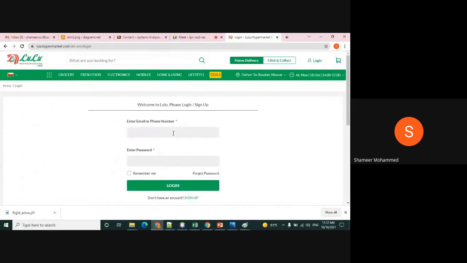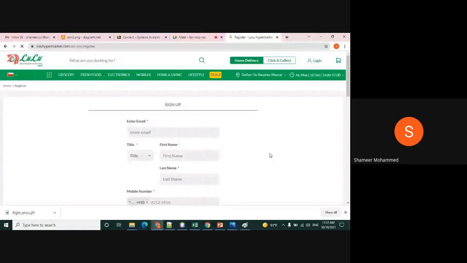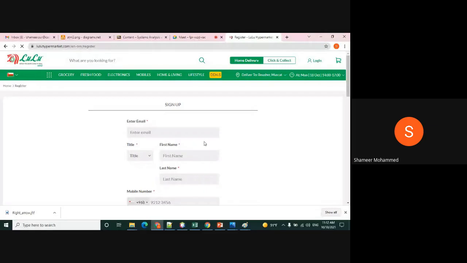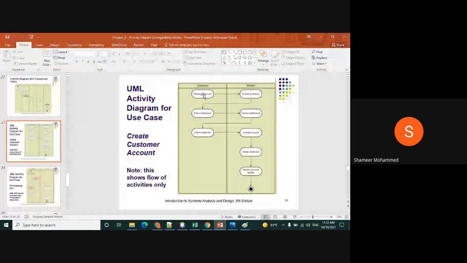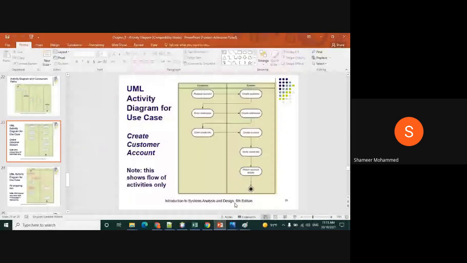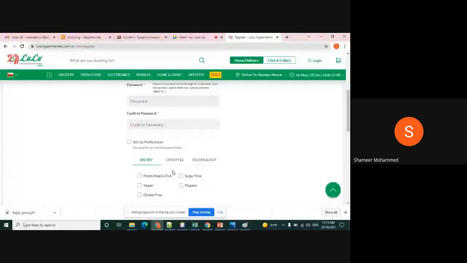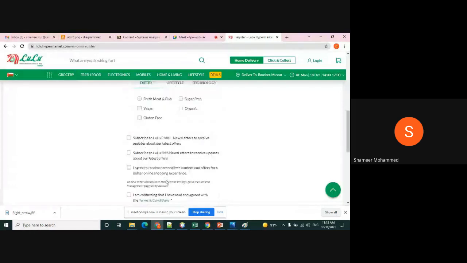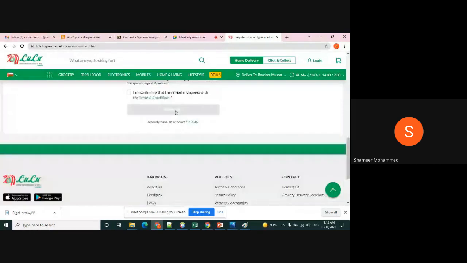see, it is asking me to enter the details. If I don't have an account, then I will go for sign up. Here you will enter the information. The customer is requesting the system to create a customer account. You will enter the details. After that, you will enter the address. You will enter your credit information. Then the Lulu website will create your account. Then the transaction will complete here. After you press this button, the account is created. So this is the activity diagram for creating the account.